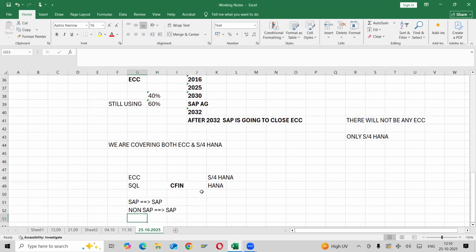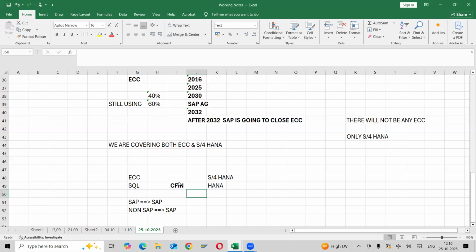So what is the advantage with the CFIN? I will give you, at the end, in my project sessions, CFIN scenarios also. How data will move from one non-SAP system to SAP system, SAP system to SAP system. That is the reason I'm covering both ECC and S4HANA. At the end of the project sessions, I'm going to show you how CFIN will work. Clear?